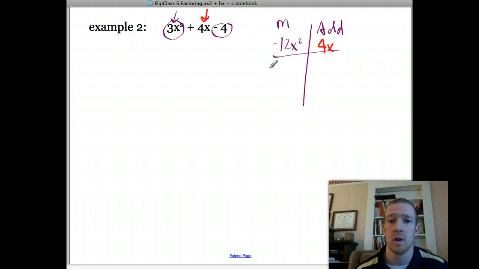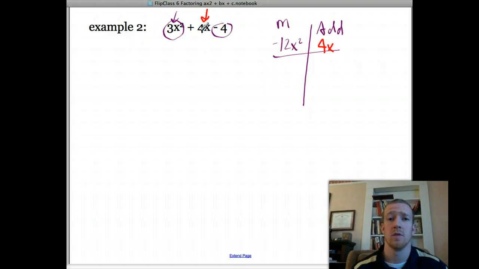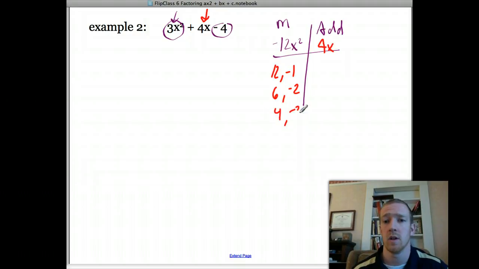So that has to end up with a positive. If I'm multiplying a positive and a negative, and then I need to add them to get a positive, the bigger number has to be positive. So I'm going to do a 12 and a negative 1, a 6 and a negative 2, 4 and a negative 3.